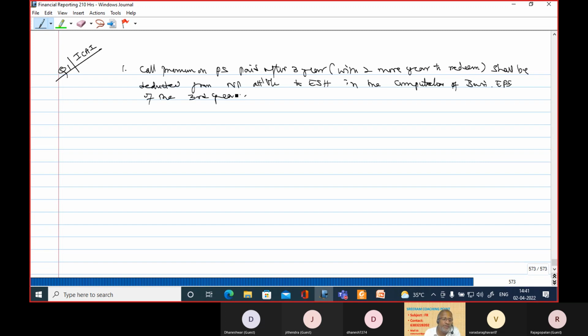Call premium on preference shares paid after 3 years with 2 more years to redeem shall be deducted from net profit attributable to equity shares in the computation of basic EPS of the third year.